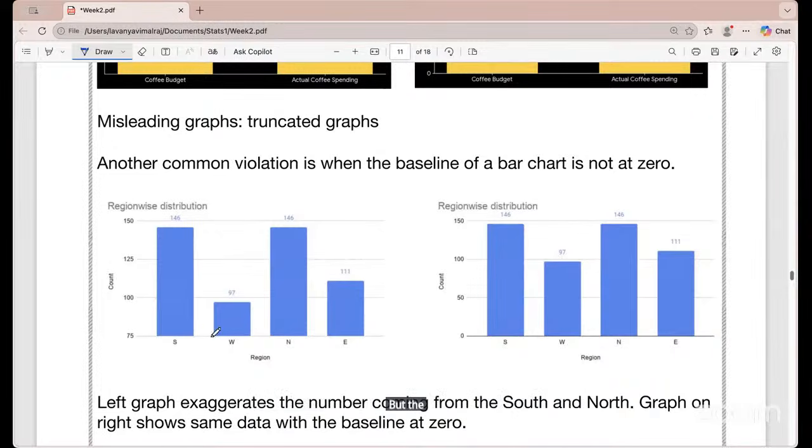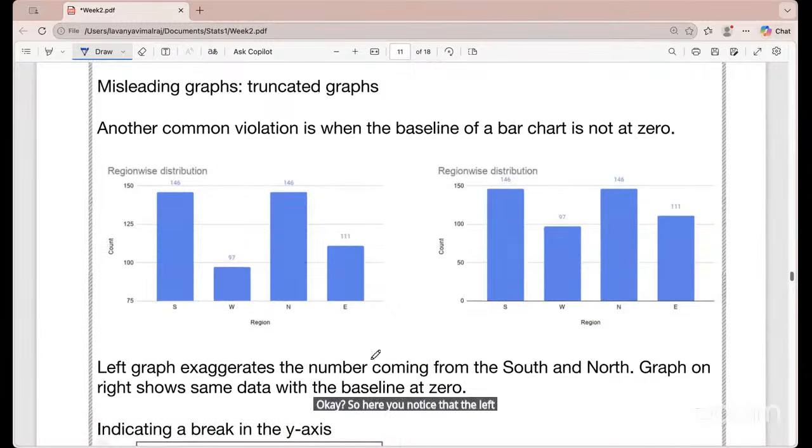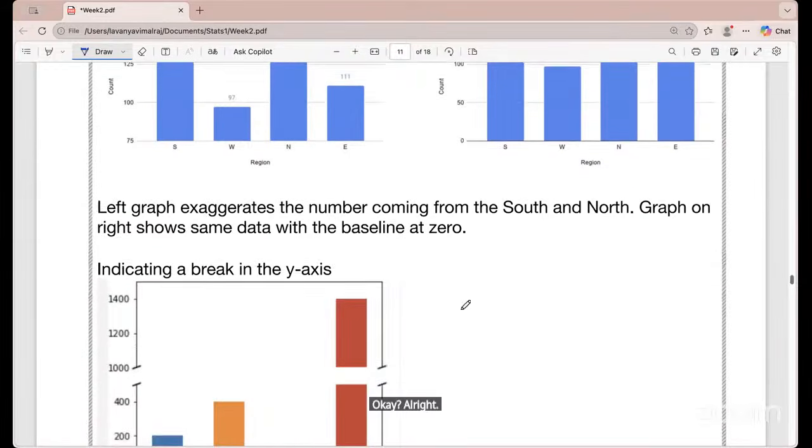But when you are truncating this part, you feel that the difference is huge between south and west, right? So this kind of error should not be there. Always the baseline should start from 0. Here you notice that the left graph exaggerates the numbers coming from the south and north. The graph on the right shows the same data with the baseline at 0.